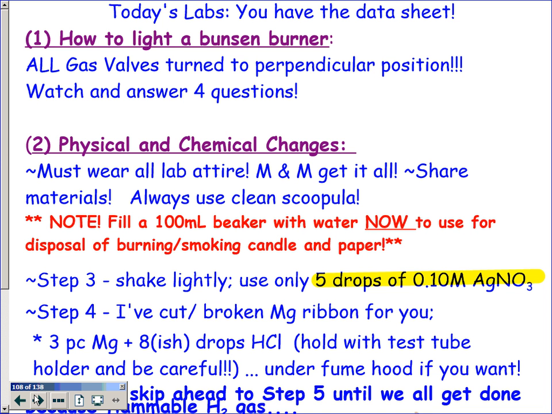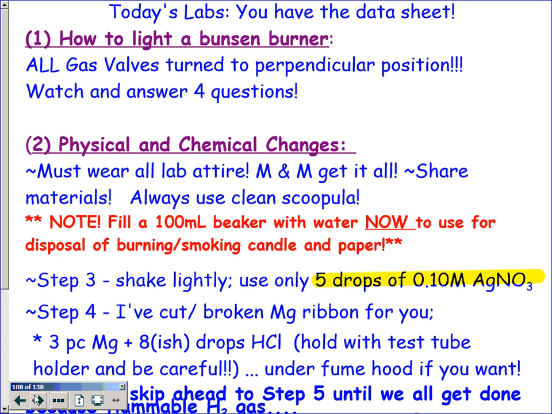All right, so eyes back up here for me, so I can talk over you. Okay, so the two things we're doing. First, we're learning how to light a Bunsen burner. I will have to demonstrate this for you step by step so that we're all on the same page. So don't get ahead of me here, because I'll have to stop the lab and make sure we're all on the same page. Then we'll do the chemical and physical changes lab. You maybe have done something similar to this in biology, so you have some background knowledge, but this is going to approach it in a slightly different manner.